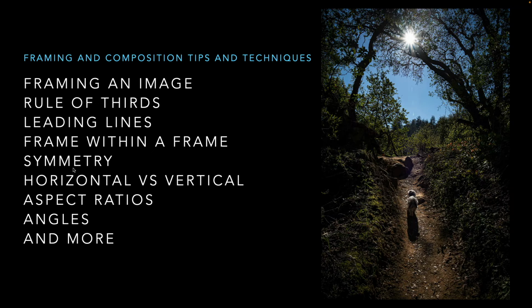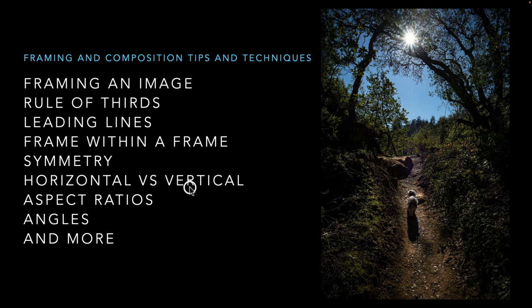Symmetry is talking about a balance between the left and right side or the top and bottom of an image. It can be literally balanced, like it's the same on both sides, or it can have asymmetric symmetry, where it is a balance of visual weight or important elements on both sides of an image. We'll look at that eventually as well.